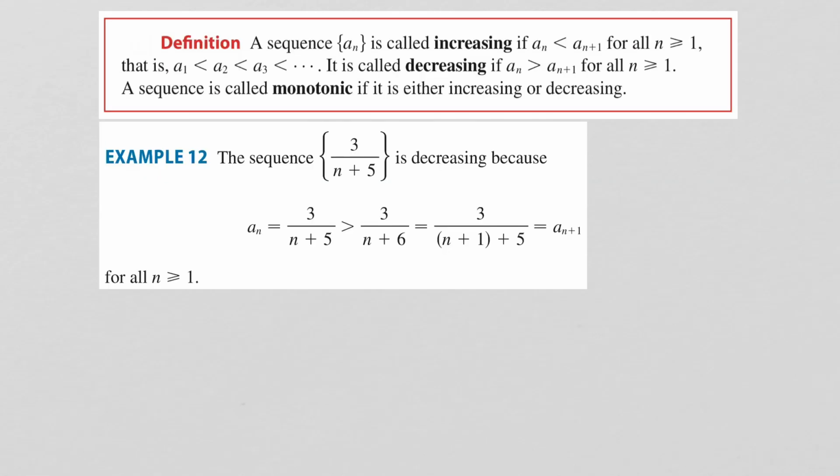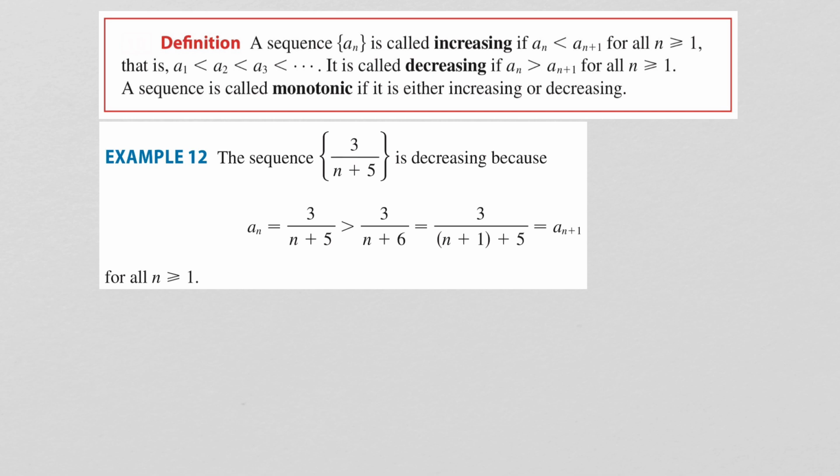Another definition: a sequence a_n is called increasing if a_n is less than a_(n+1) for all n. So yes, if the next term is bigger than the previous term, we say the sequence is increasing. We say that it is decreasing if a_n is bigger than a_(n+1) for all n. So if one term is bigger than the next term, and this happens for all n, then we say that it is decreasing. And a sequence is called monotonic if it is either always increasing or always decreasing.